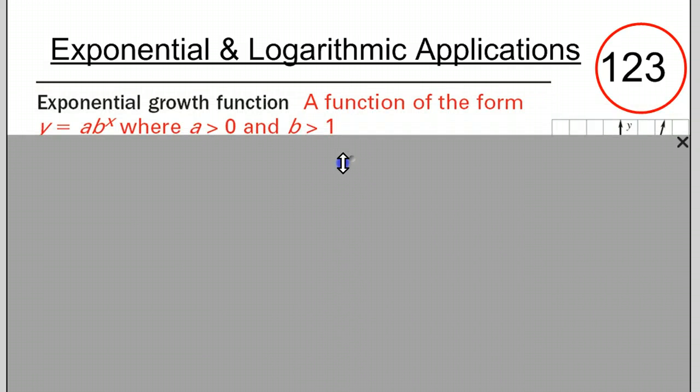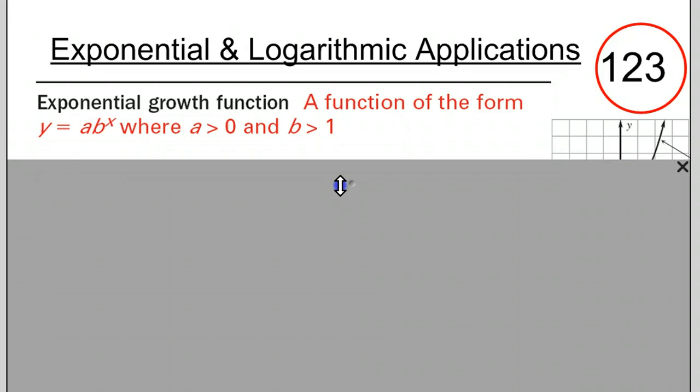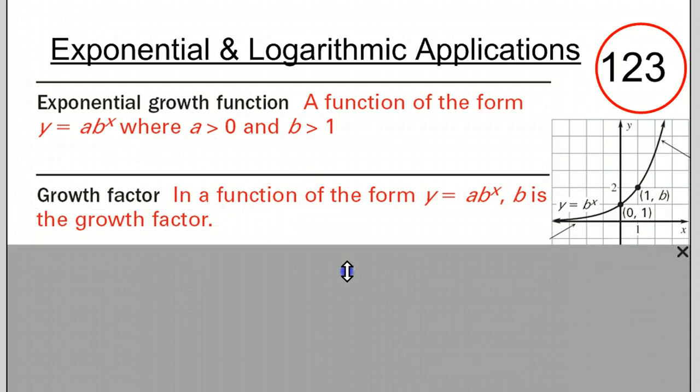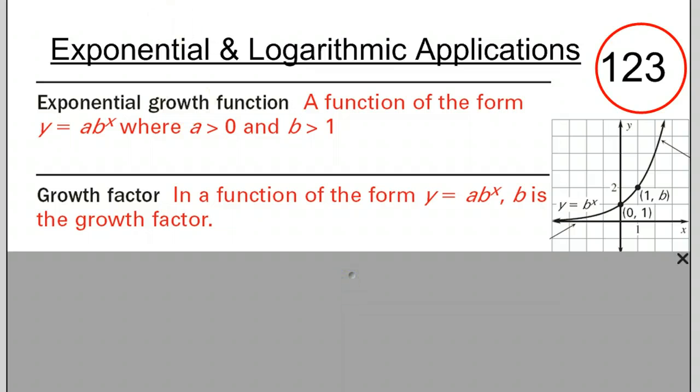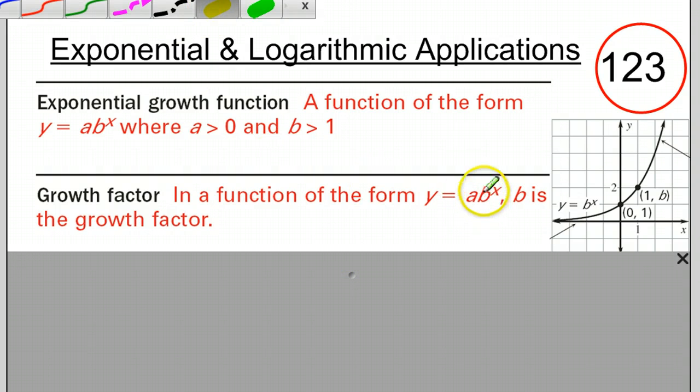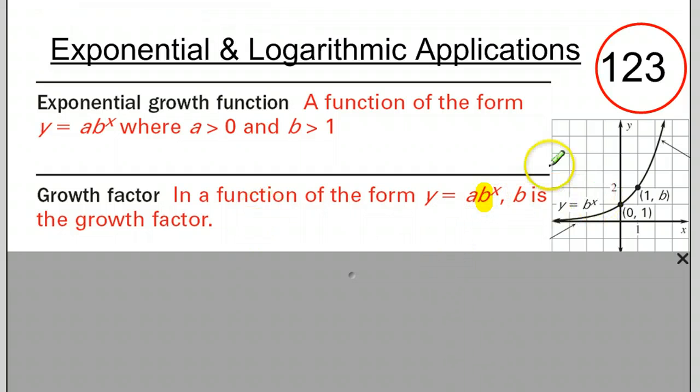So as you remember, an exponential function is a growth function, i.e. always increasing, if the base of the exponent is a number greater than 1. And as we can see here, this is what an exponential growth function looks like. And the growth factor is what b is called, the base. And if the base is greater than 1, then you're going to have an exponential growth.